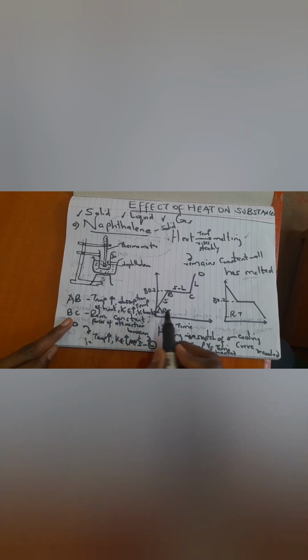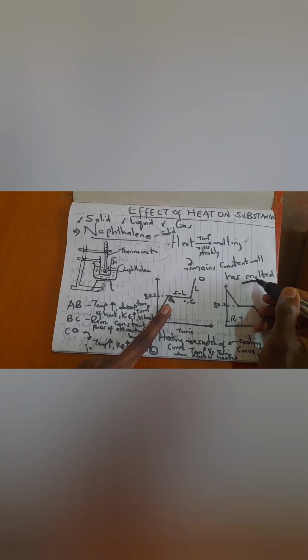At the same time, at BC, this is where the temperature remains constant. Why? Because we need to make sure that all of that naphthalene, the solid, has actually melted. It is at this point that the forces of attraction holding one particle and another particle have been broken. At this point, the state changes. It changes from solid to liquid because the forces of attraction have been broken.